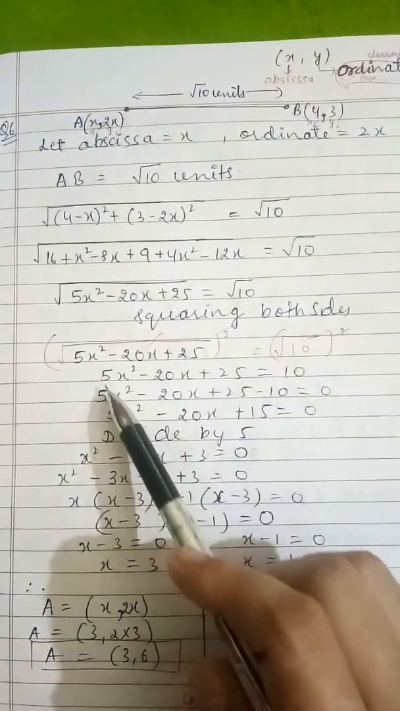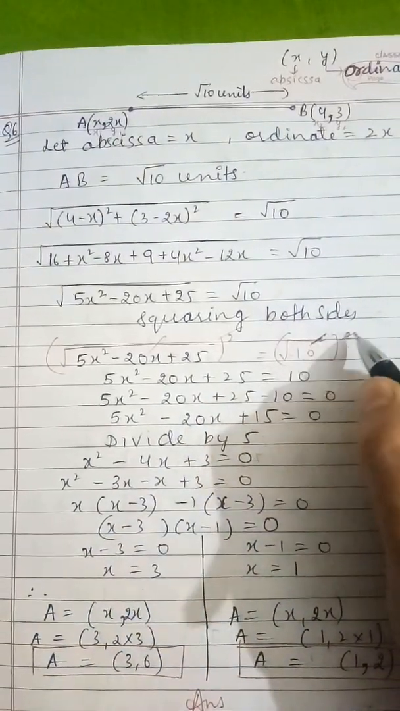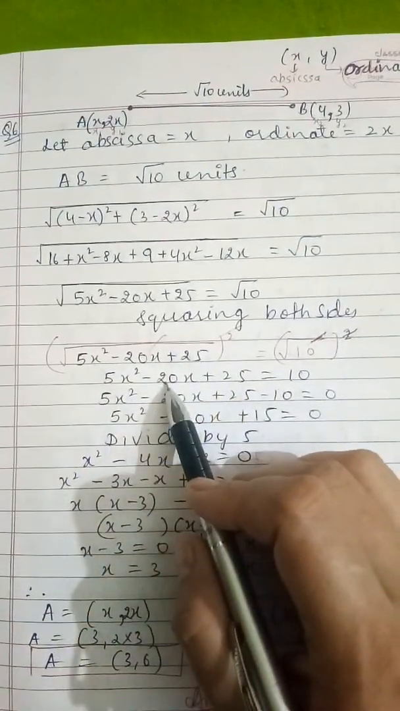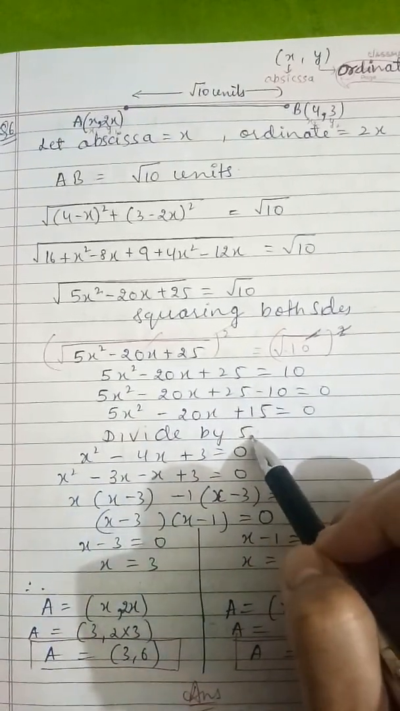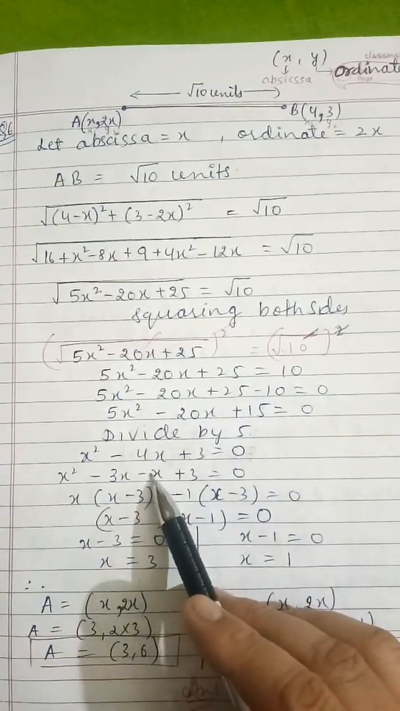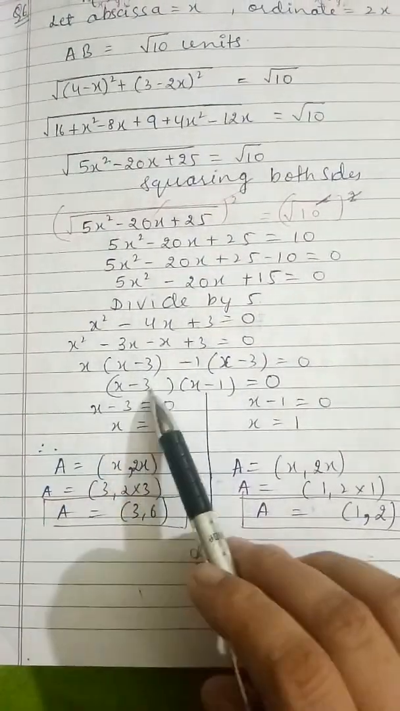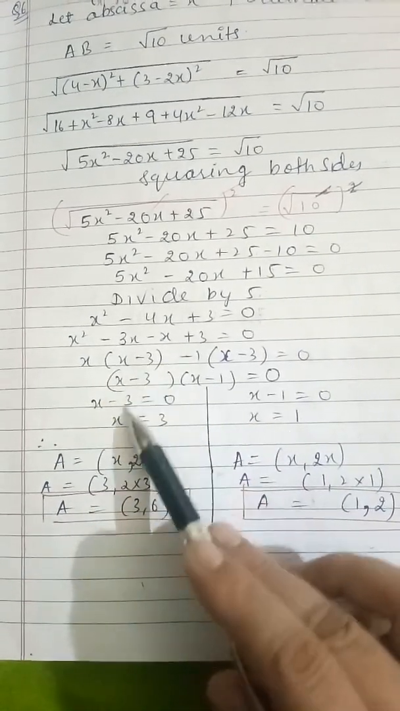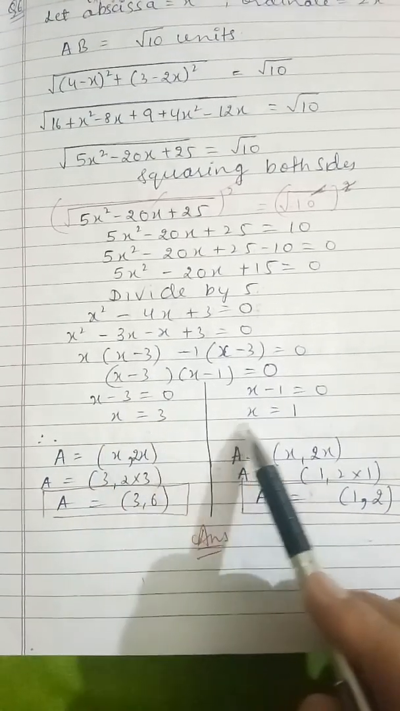Do squaring on both sides. After squaring, the square root cancels, and we are left with 10 on the right side, 5x square minus 20x plus 25. Then shift 10 to the left side, and this is the equation. It is divisible by 5, so divide by 5 and we get the equation. Then we can solve it again by the middle term split method. The factors are minus 3x and minus x. Then take common, and we are left with (x minus 3) and (x minus 1). So x will be equal to 3, and x will be 1.